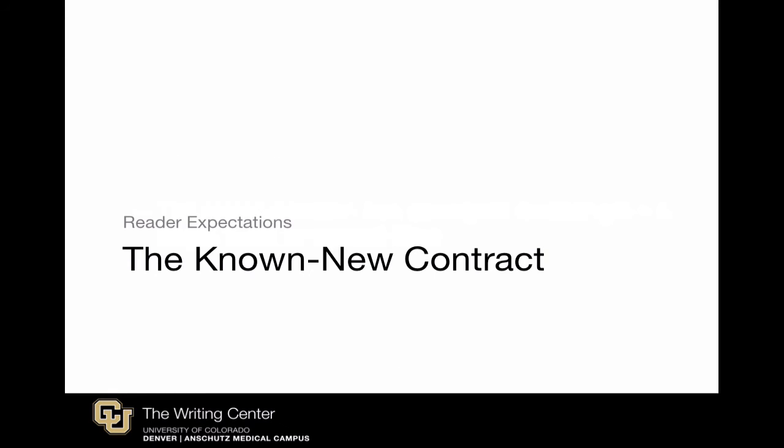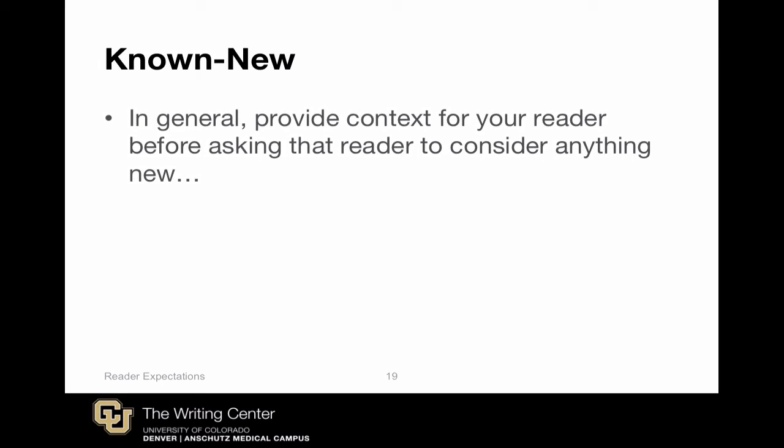Finally, the known new contract is the idea that readers are more comfortable with new information if it follows information they already know. Here's a social example. I walk into a room, introduce myself to everyone, and then start talking about writing. Knowing that I'm a writing teacher makes everyone more comfortable with the material I'm teaching. Now let's say I walk into a room, don't introduce myself, and immediately start teaching writing. Everyone in the room will be too busy wondering, who is this guy, to pay any attention to my material. A similar logic exists at the sentence level.